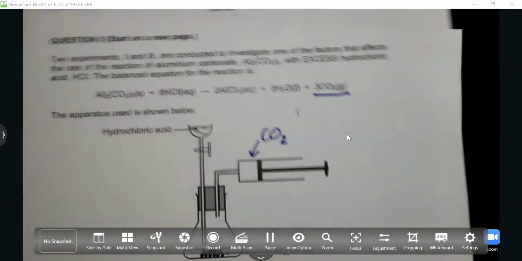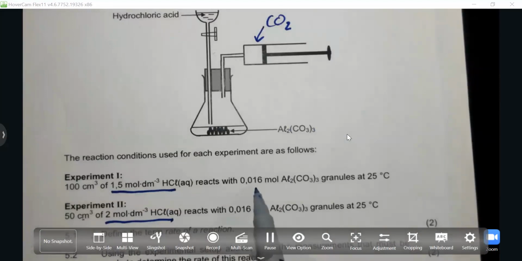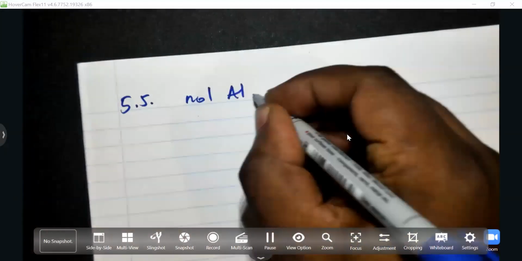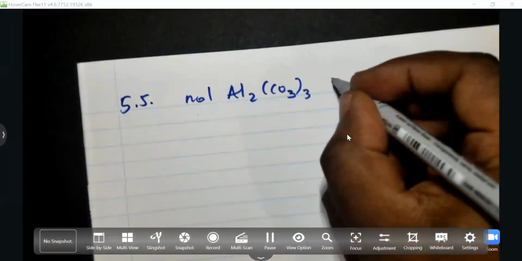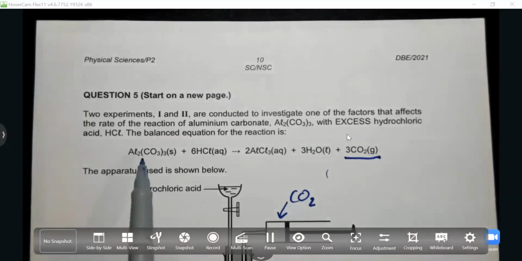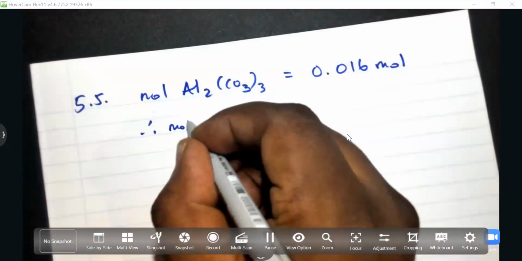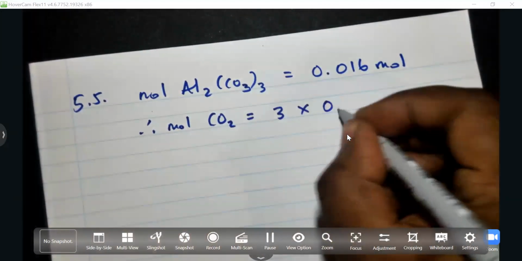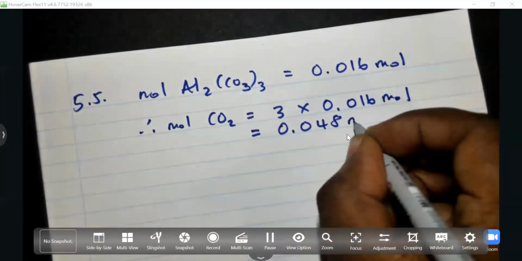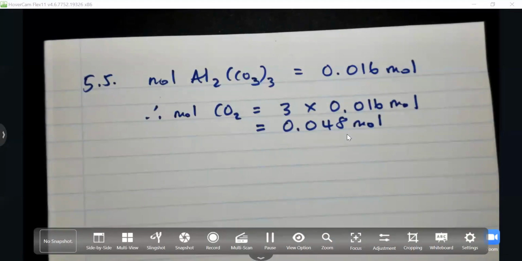So in experiment one, just to remind you, I have 0.016 moles of aluminium carbonate that reacted. And if I look at my reaction, the stoichiometric coefficient between my aluminium carbonate and CO2 is 1:3. So therefore, moles of CO2 are equal to 3 times 0.016. You get 0.048 mole, okay?